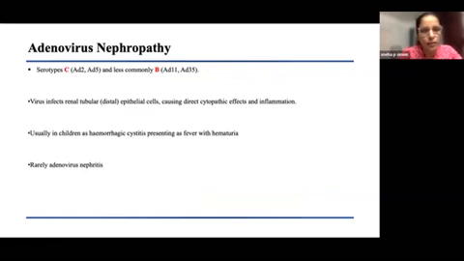So, coming to the kidney involvement, it is usually by serotype C and less commonly by serotype B. This virus infects the renal tubular epithelial cells, especially distal tubular epithelial cells, resulting in direct cytopathic effects and inflammation. Usually in children, it manifests as hemorrhagic cystitis. The child will present with fever and hematuria, and rarely, in an immunocompetent individual, adenoviral interstitial nephritis.